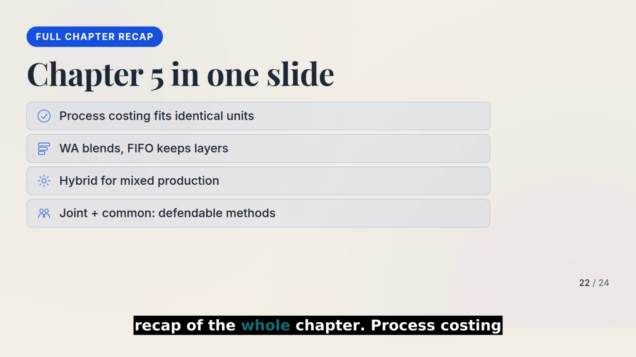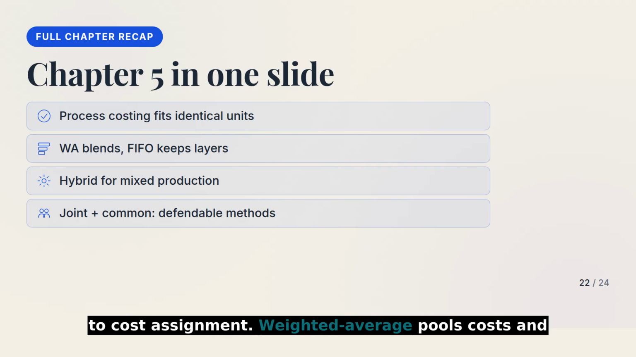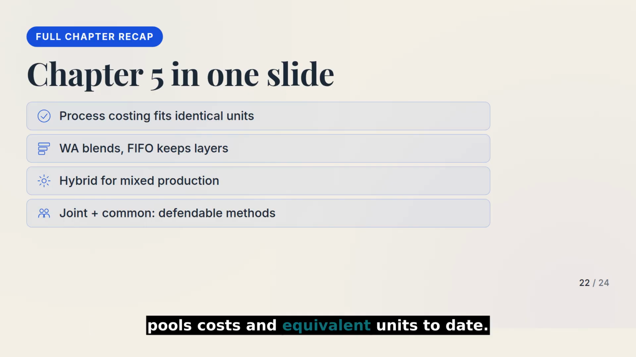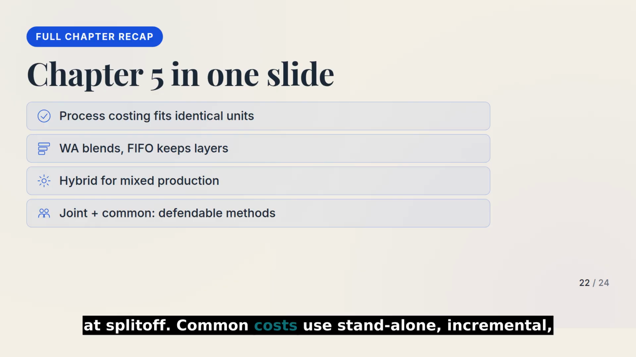Quick recap of the whole chapter. Process costing fits identical units in volume. Equivalent units convert partial work into full unit equivalents. The 5 steps walk you from physical flow to cost assignment. Weighted average pools costs and equivalent units to date. FIFO uses current period only. Hybrid costing handles mixed production. Joint costs use sales value at splitoff. Common costs use standalone, incremental, or Shapley.